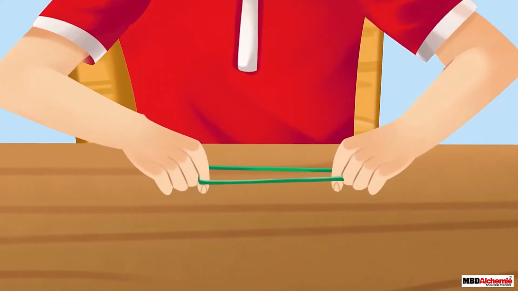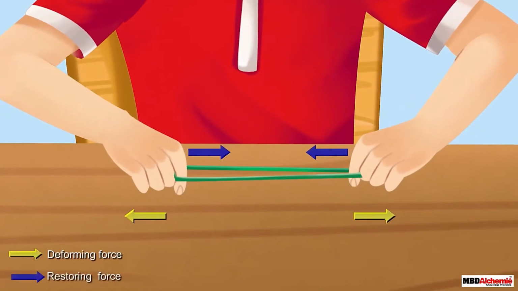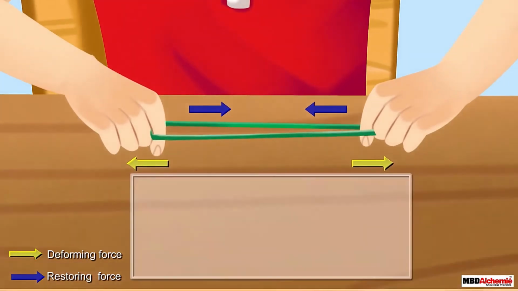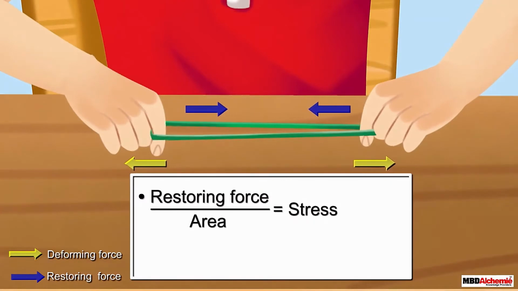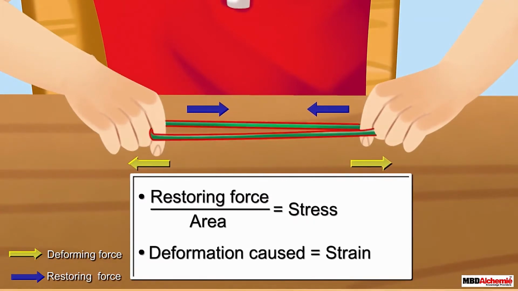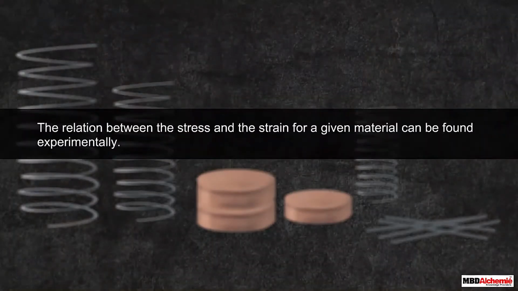When a body is subjected to a deforming force, may restoring force na nagde-develop which is equal to the magnitude but opposite in direction sa applied force. This restoring force per unit area is called stress, at ang deformation na nangyari ay tinatawag na strain. Ang relationship ng stress at strain ng isang material ay maaaring makita experimentally.